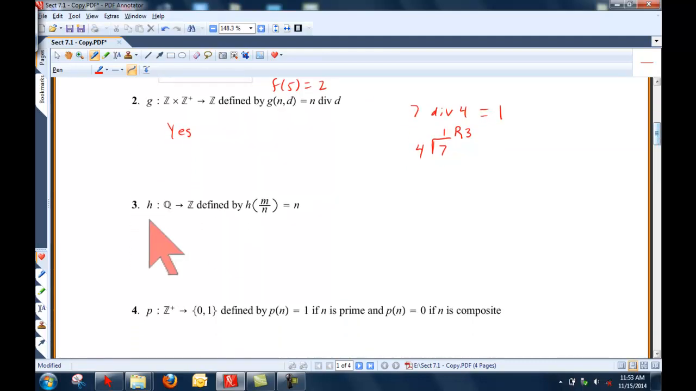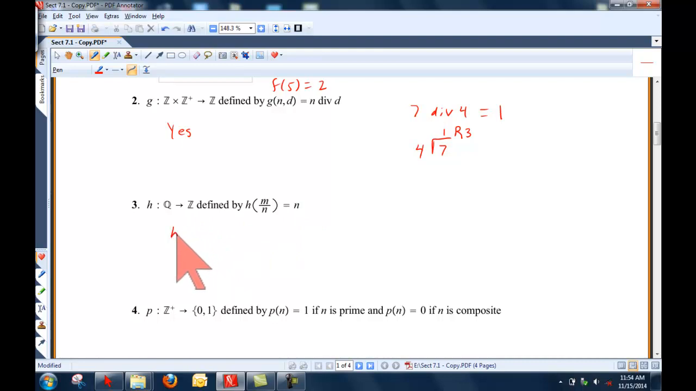Third example, a relationship that goes from the rational numbers, that's what this means, to the integers, defined by h(m/n) = n. So things in the set of rational numbers can be written as fractions, and this is proposing that I just grab the denominator. Of course, that's not going to be 0. It wouldn't matter if it were anyway, I guess, because 0 is in the set of integers. So the denominator, if I have it written as a quotient of integers, is certainly an integer, so no problem there.